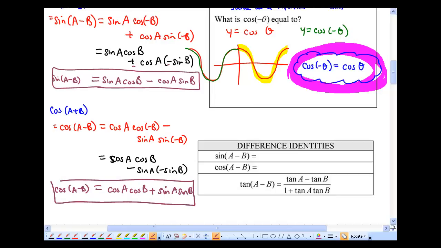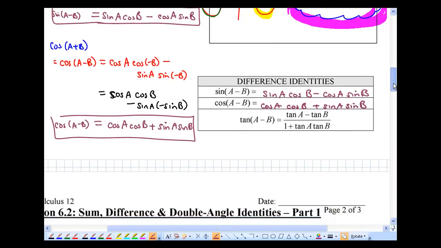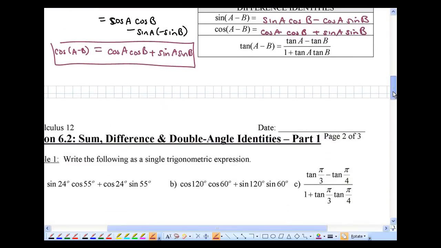So let me write them down in this box here so that we have all this information in one handy place. And notice I'm not going to make you do this for tangent because, well, I just don't want to. We've done 2 already. You get the idea. Okay? Alright. So today we're going to use these formulas to help us simplify and take a look at some identities. And to do that, let's turn the page to page 2.